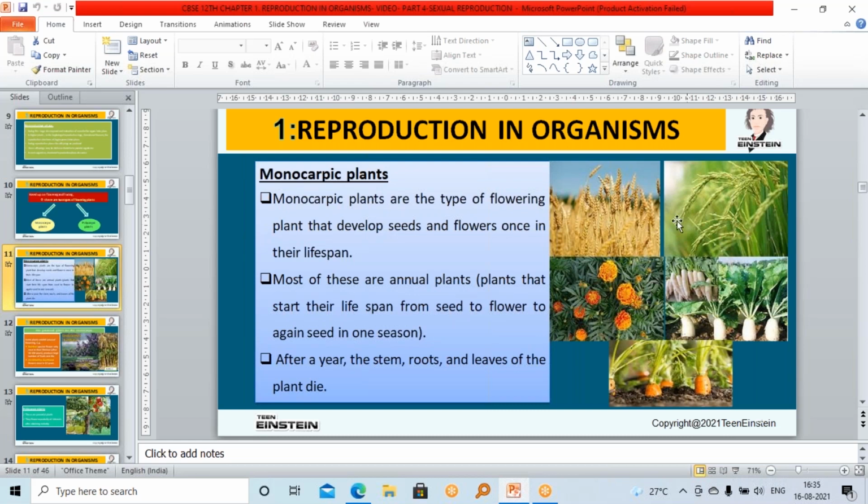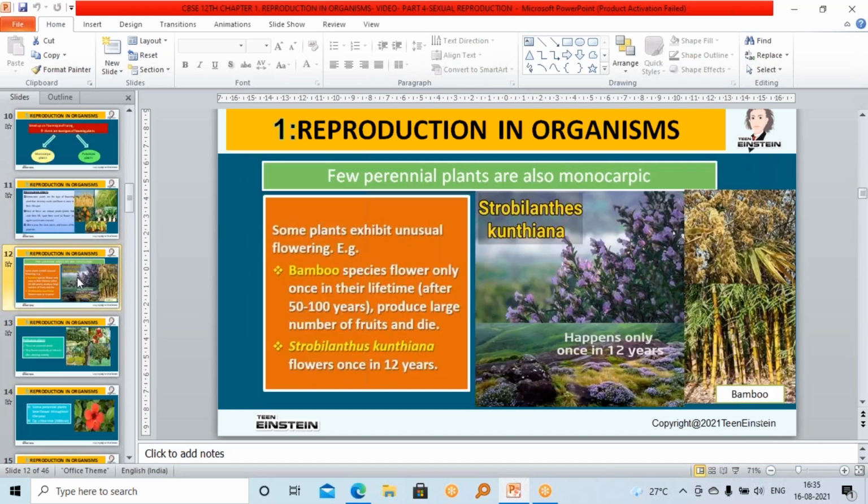Again, in the next season, that same plant won't be available or alive. That plant will die. In a paddy field and all, you can see what we will do. After harvesting this, we'll cut and take out all these things. That can be used as cattle feed, right? So such type of plants are called monocarpic plants. Monocarpic plants are the type of flowering plant that develop seeds and flowers only once in their lifespan. Most of these are annual plants, and after a year, the stem, root and leaf of this plant die. The whole plant will die after one season. They are called monocarpic plants.